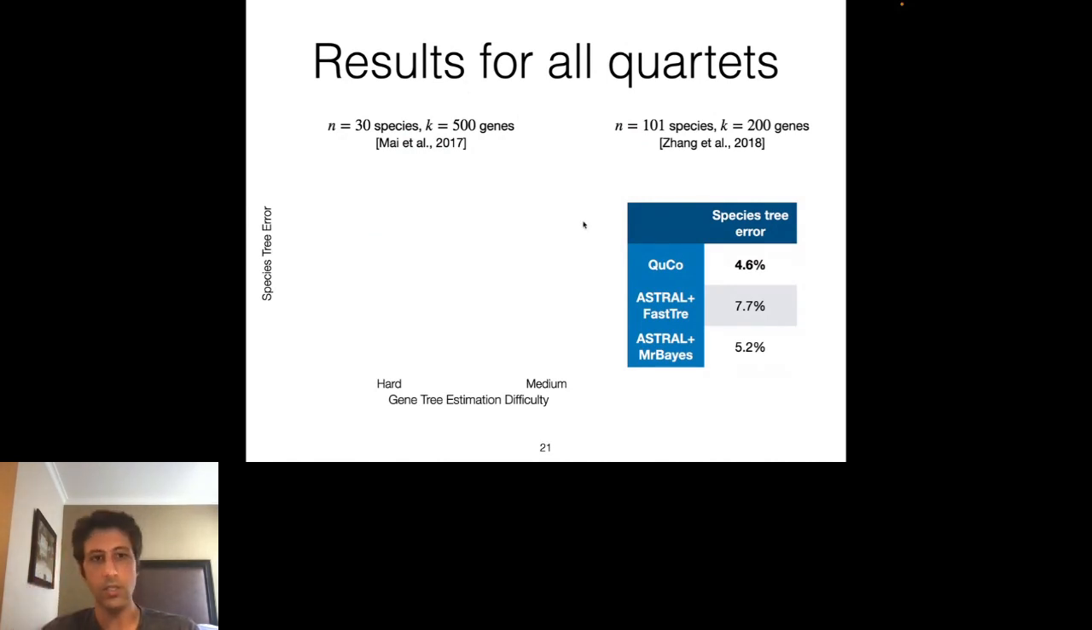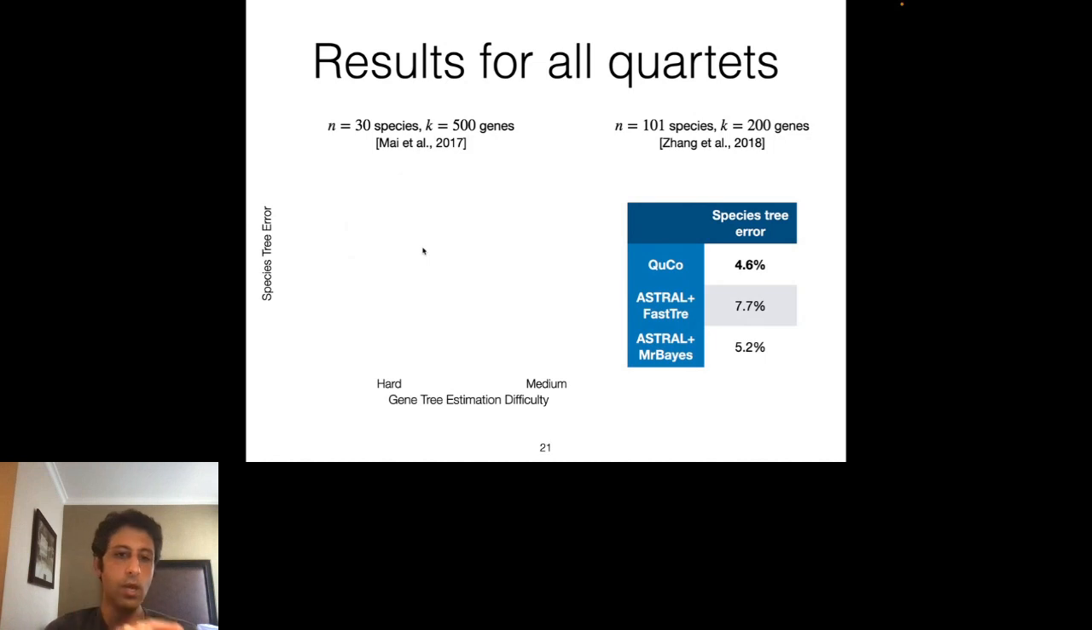Some of the results are not showing. The results are all in the paper, but the bottom line is that if you have 30 species, we can run it on 30 species or even 100 species. With 30 species, you don't subsample quartets, and with 100 species, you do subsample them. In both cases, we see some improvements compared to running Astral on gene trees.